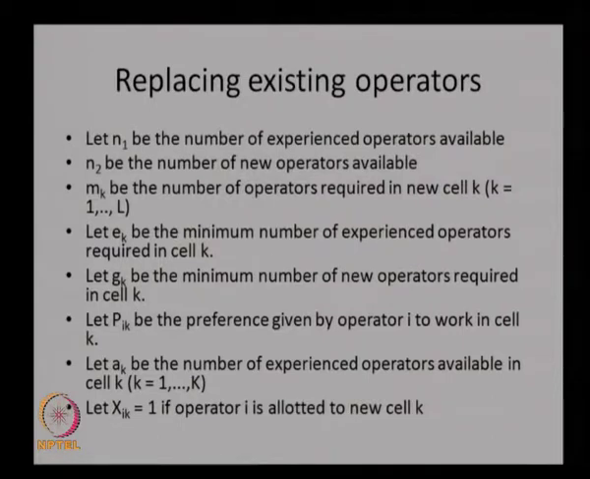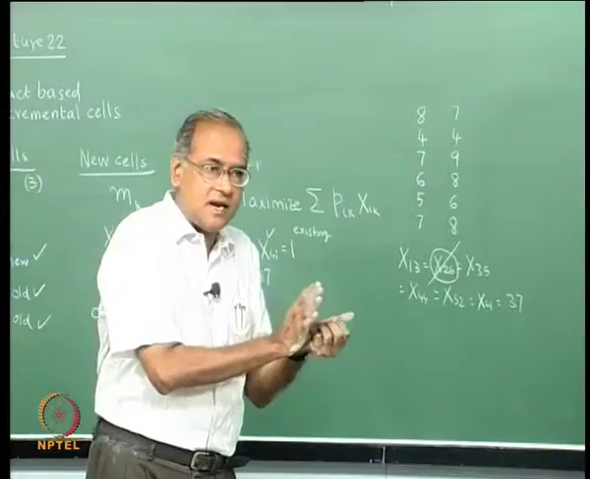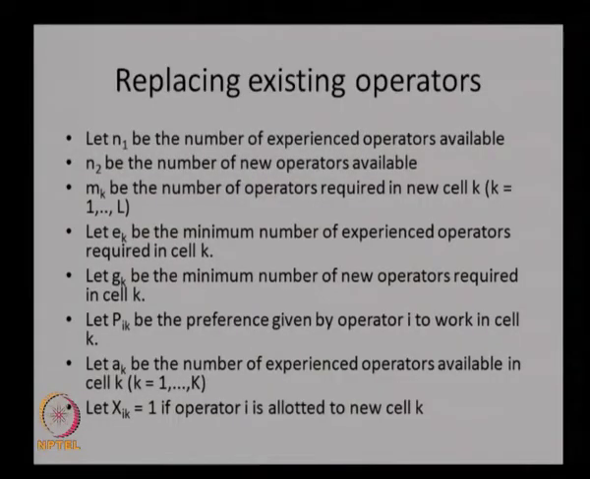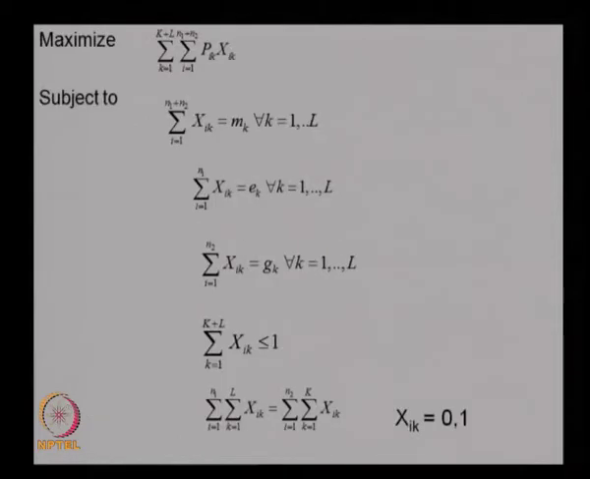Minimum number of experienced operators required in cell k, and gk is the minimum number of new operators required in cell k. Now, cell k can be an old cell or a new cell. Pik is the preference, ak is the number of experienced operators available in cell k. Now, xjk equal to 1. Now, we look at this formulation.